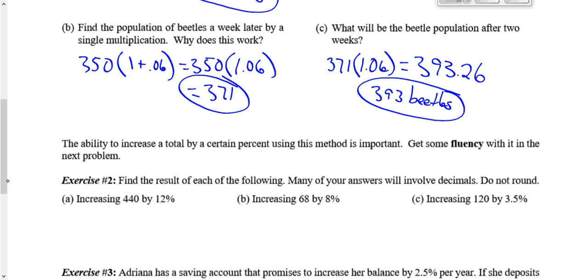It'd be y equals 350. That's the a, the y-intercept, times what? 1.06 to the, we'll use a w for number of weeks maybe, instead of an x. So then you could plug in and say, all right, what's the population going to be after 10 weeks? You just put a 10 in for w and push buttons, right? It's going to be 350 times 1.06 times itself 10 times.